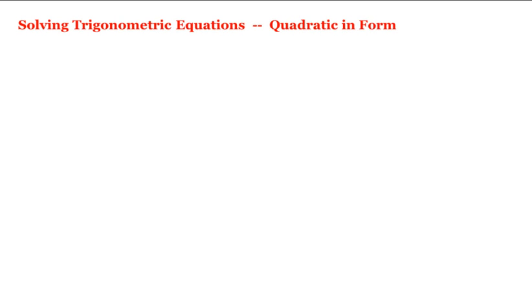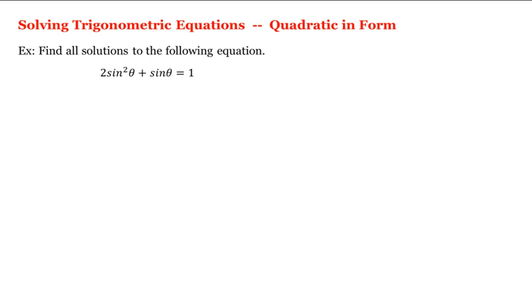Let's see an example of how to solve trig equations that are quadratic in form. Let's find all solutions to this equation here. Now let's begin by bringing the 1 to the left-hand side, which would give us 2 sine squared theta plus sine theta minus 1 is equal to 0.